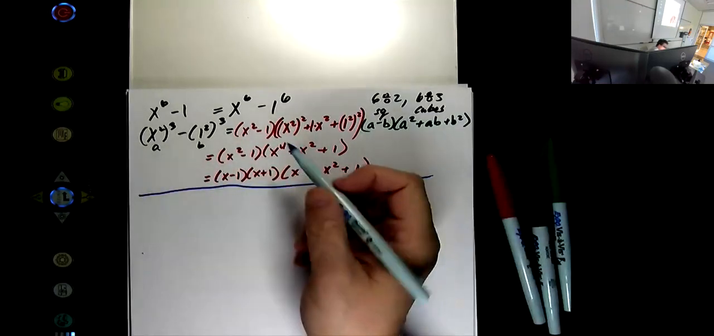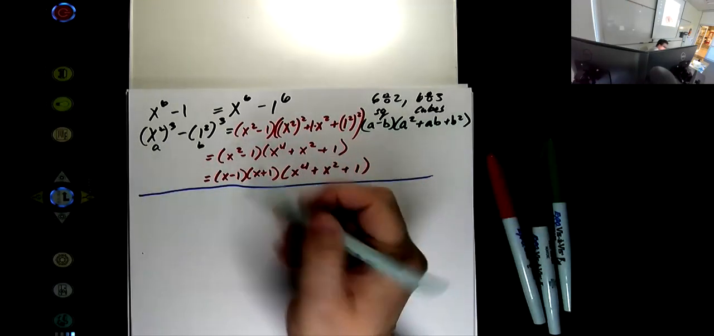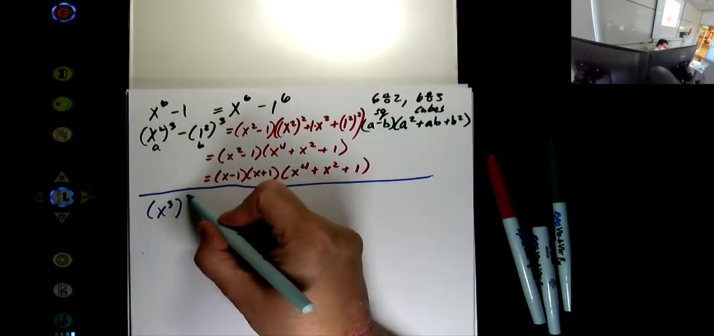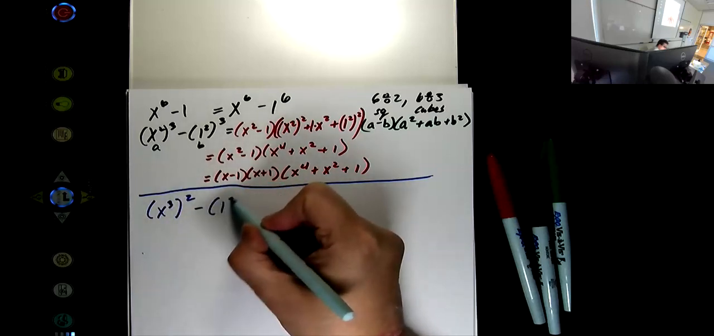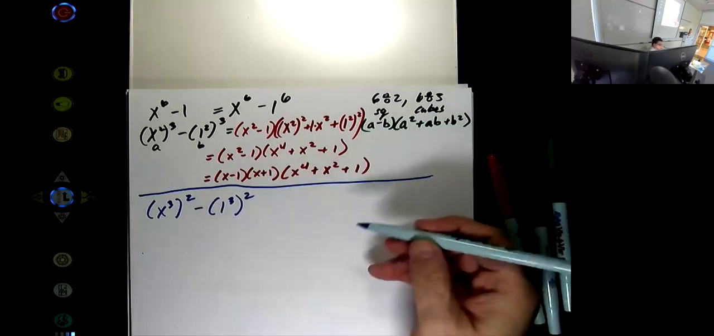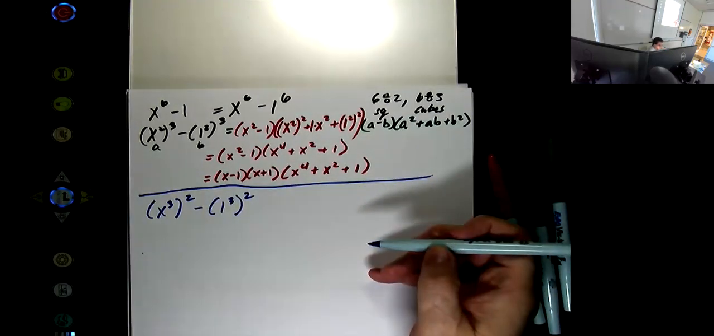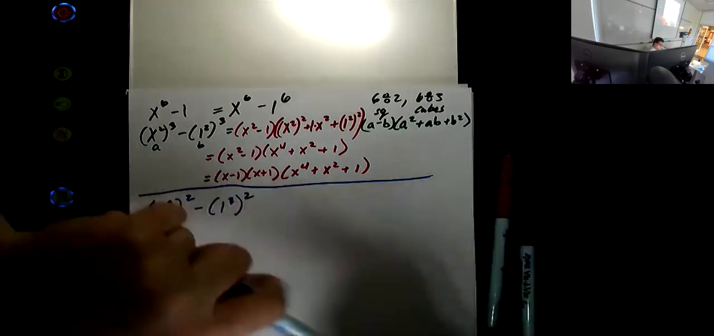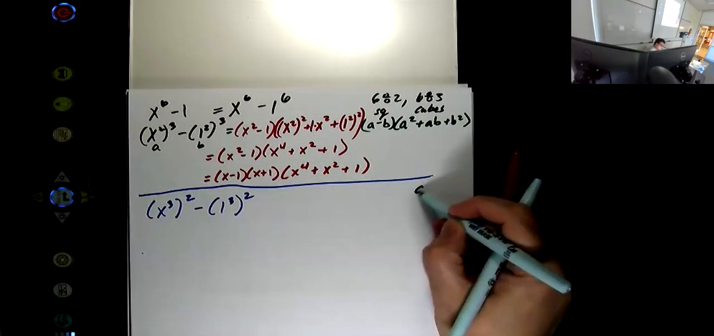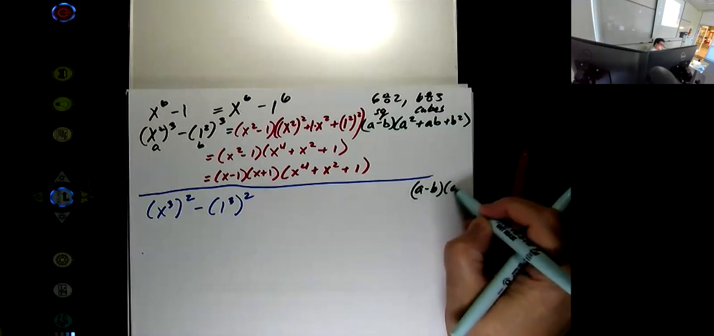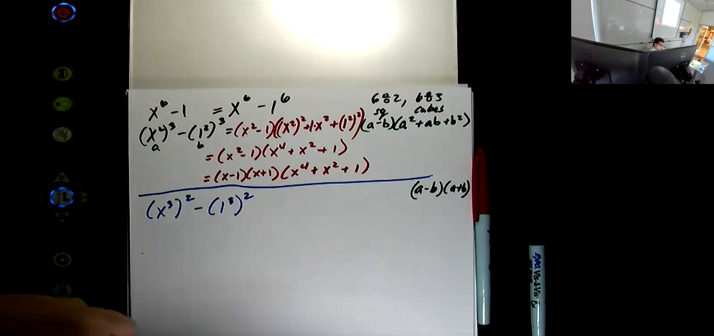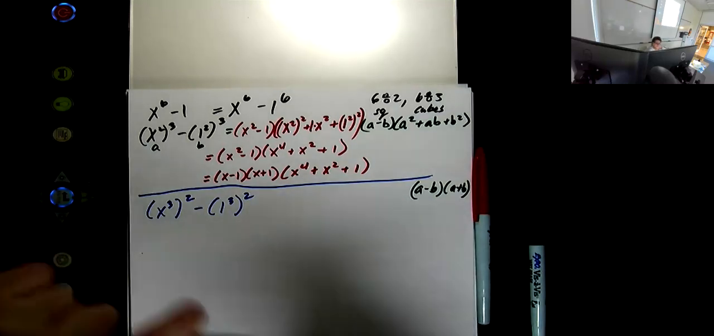Let's do it where we do the square formula first, which means writing this as x cubed squared minus 1 cubed squared. So here we're doing a minus b, a plus b. Go ahead and work that out, see how you do.